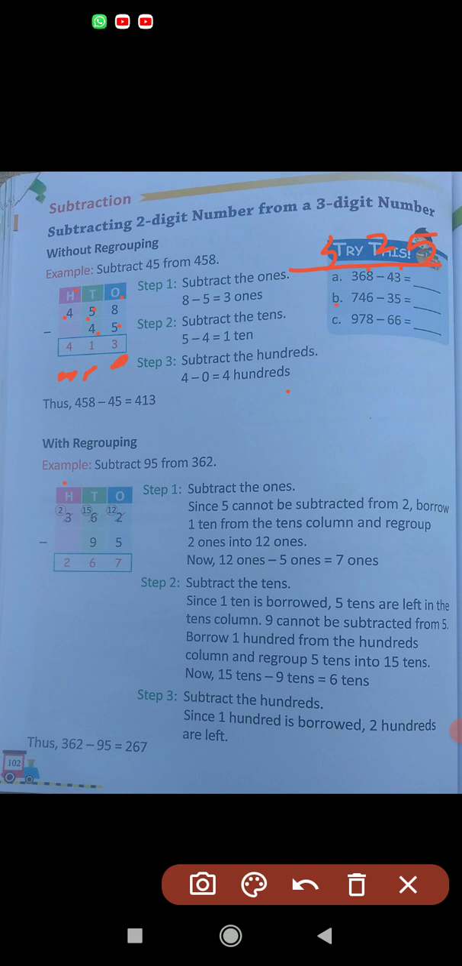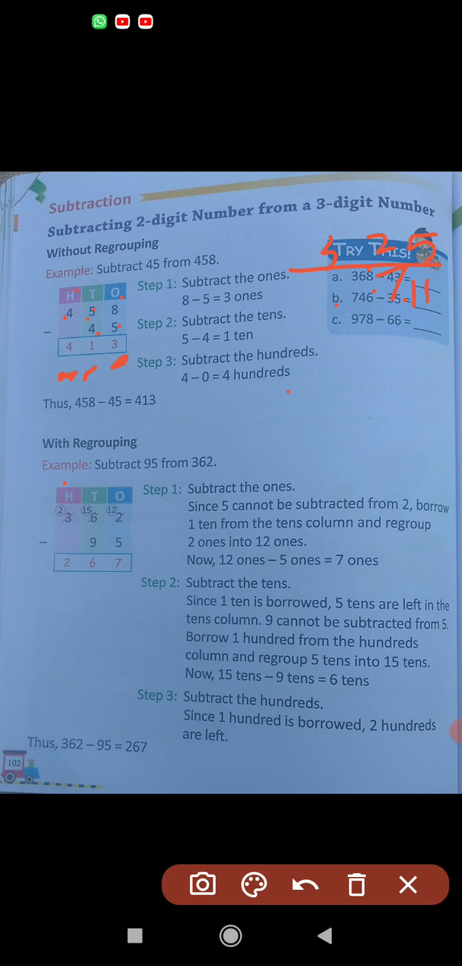Next, B question. 746 minus 35. So see, in 1's place column, subtract 1's place number. 6 minus 5 is equal to 1. Write 1. 4 minus 3 is equal to 1. Correct? 4 minus 3 is equal to 1. And 7 as it is. Answer will be 711. When we subtract 35 from 746, we will get 711. 746 minus 35 is equal to 711.